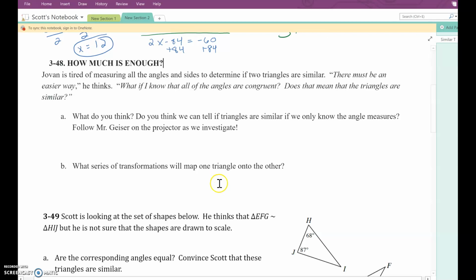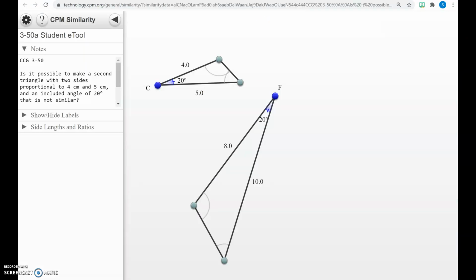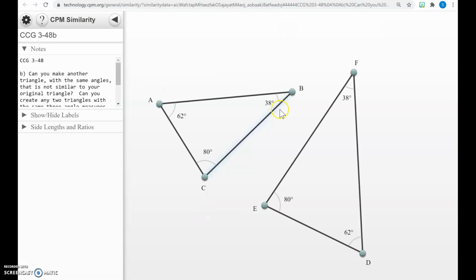Okay, I'm going to actually show you here, see if it works. Now these two triangles here, their angles are equal. What I'm going to do is link them up. Bam, 80 to 80, 38 to 38, 62 to 62. That's all I know right now, that all their angles are equal. I don't know anything about their sides.